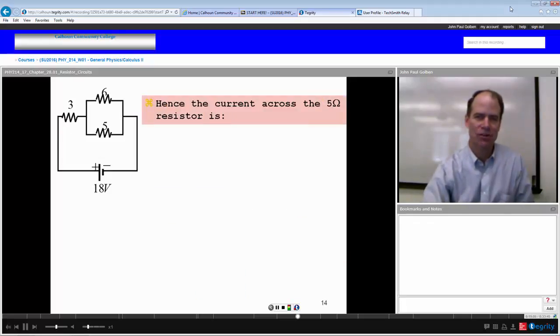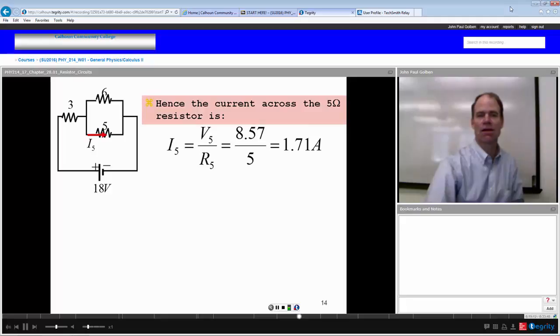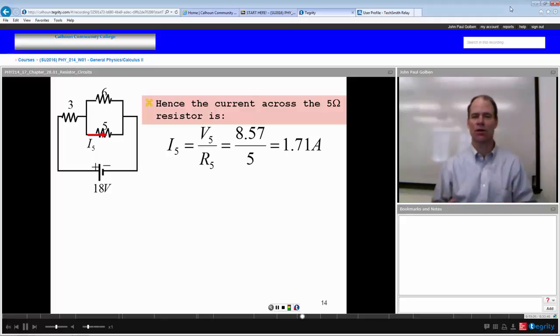Since I know the voltage across the 5 ohms, I can find the current through the 5 ohms. By Ohm's law, that's going to be the voltage divided by the resistance. 8.57 volts divided by 5 ohms is 1.71 amps. For that matter, the current going through the 6 ohms on top is going to be the rest of the current. 3.14 minus 1.71 amps, so it's going to be 1.43 amps going through the 6 ohms on top.